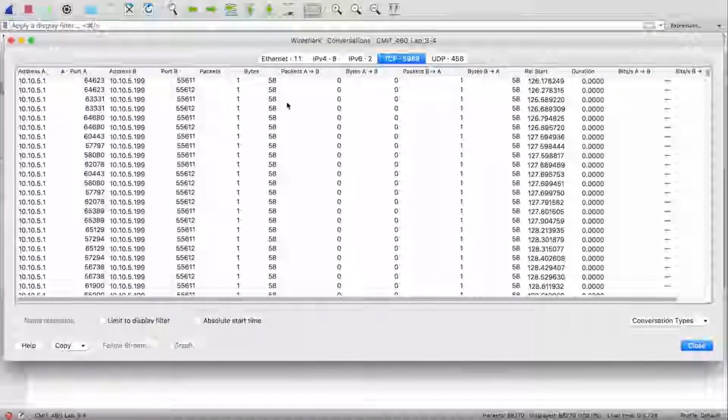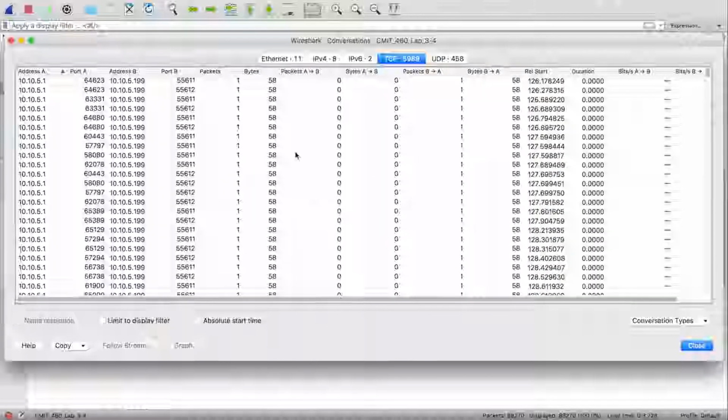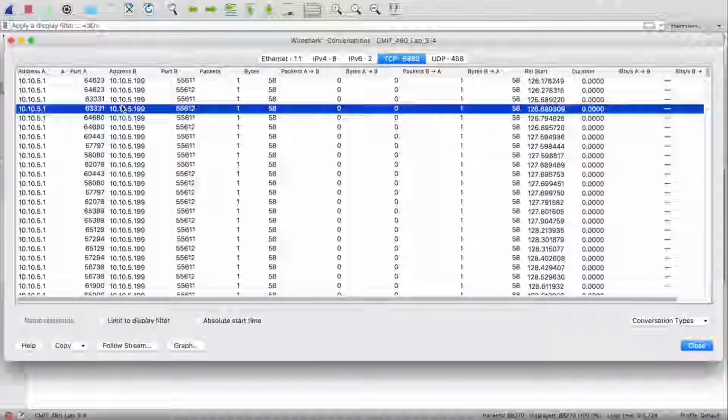All right, so then let's look at the TCP view of the same thing. Obviously there's a ton more conversations, because in TCP a given conversation is delineated not just by the two IPs involved, but by the two IPs and the specific ports involved. So each TCP session here is going to be a different conversation.